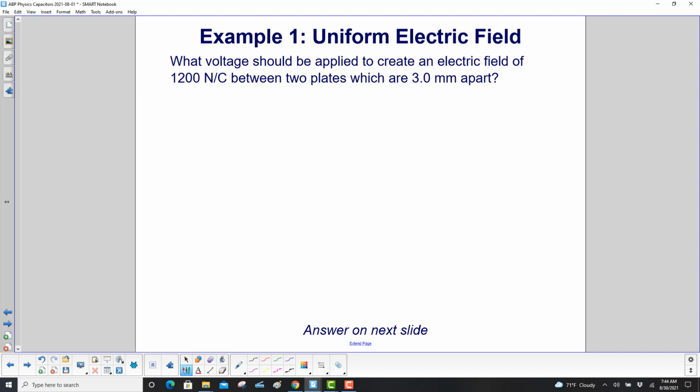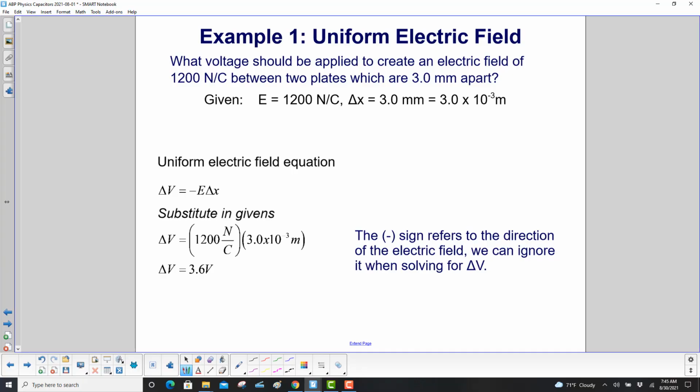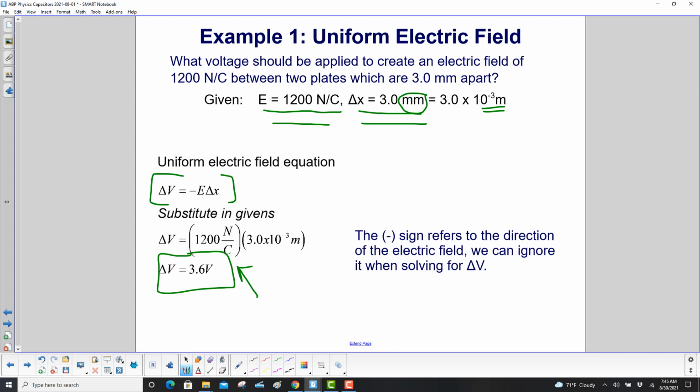What voltage should be applied to create an electric field of 1200 newtons per coulomb between two plates which are 3 millimeters apart? We start by listing our givens. Here's the electric field, and here's the separation distance, and we have to convert millimeters to meters. So 1 millimeter is 10 to the minus 3 meters. We have our uniform electric field equation. The voltage is equal to minus E delta X. We substitute in our givens, and we get 3.6 volts. Now don't worry too much about the negative sign. That refers to the direction of the electric field, which we're not asking about, so we can ignore it when solving for delta V.